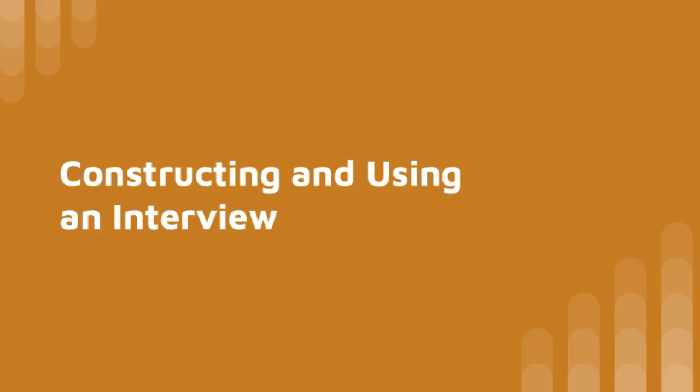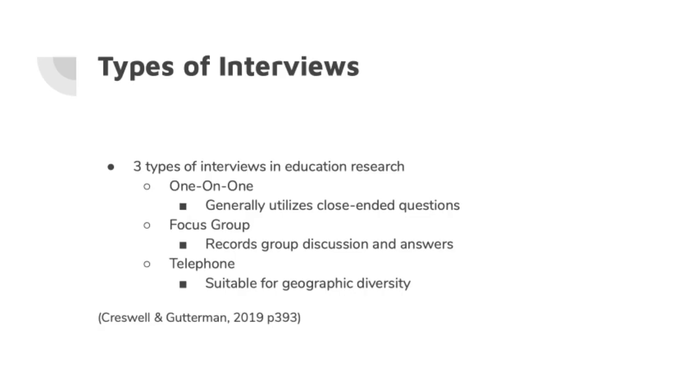Constructing and using an interview. There are 3 types of interviews used in educational research: one-on-one, focus group, or telephone. In one-on-one interviews, researchers conduct interviews using closed-ended questions. In focus group interviews, the group discusses and answers questions, all responses are recorded by the researcher, and a consensus is reached. Telephone interviews are similar to one-on-one interviews, but participants can be geographically diverse. Researchers complete or record data when interviews are used.